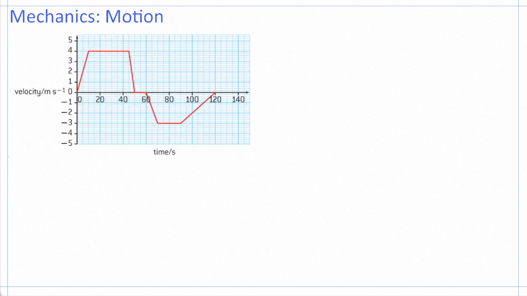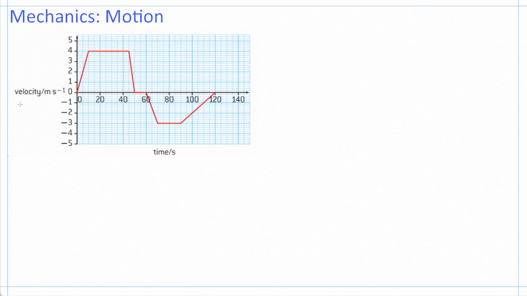Now we have described motion using graphs when we're dealing with distance-time graphs, but also we can describe motion of velocity with time as well. So take a look at this graph. We could describe this motion. We could try to interpret what's going on. So it starts with a constant speed.